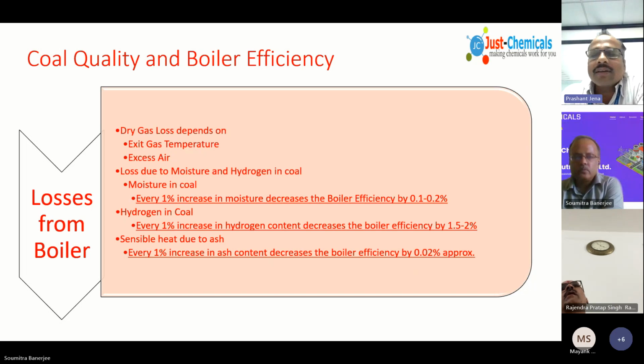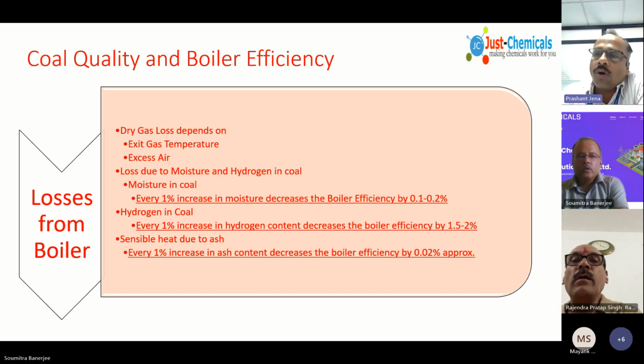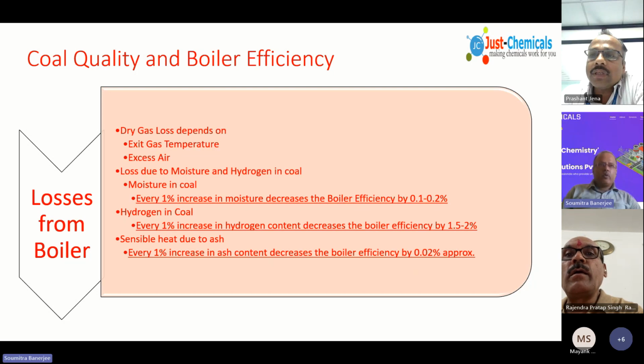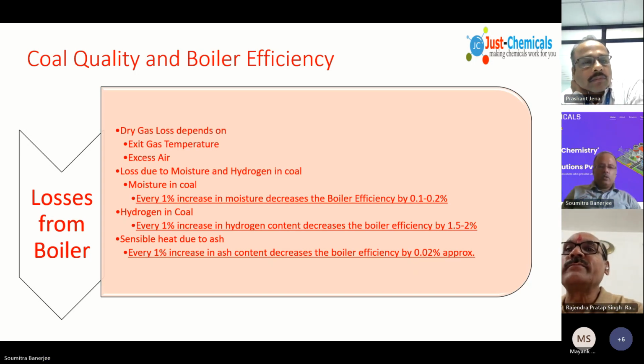For every 1% increase in moisture, what is the reference moisture we are taking? Because all coal will have a certain amount of moisture. What is the reference moisture we are taking? Is it whatever it has been designed for in the boiler right now, and from that, if you are increasing by 1%, then your boiler efficiency will go down?